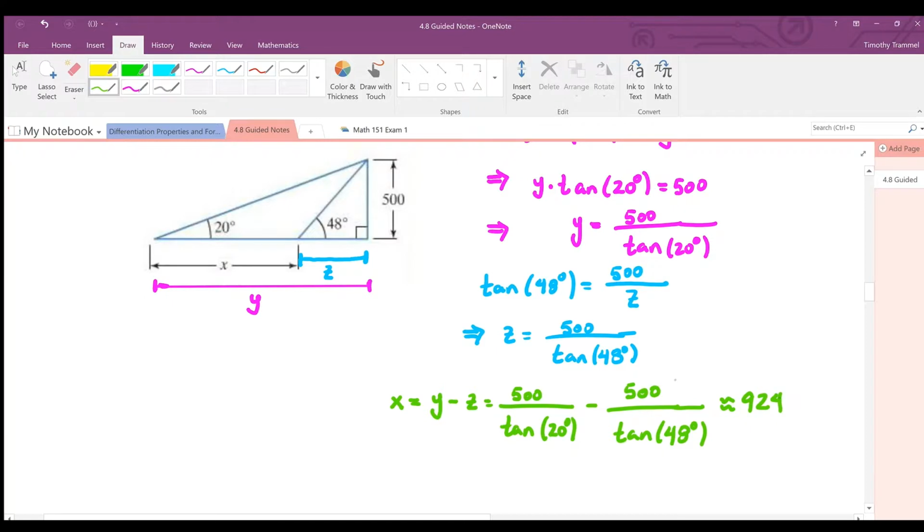We weren't even given units here, but it would more than likely be something in length. So meters, feet, kilometers, and so on.